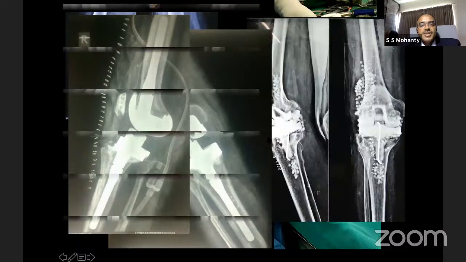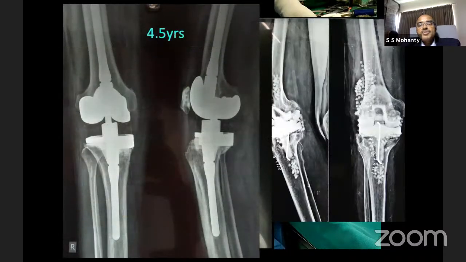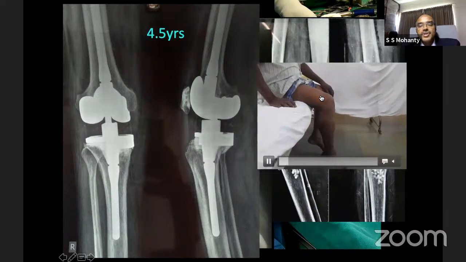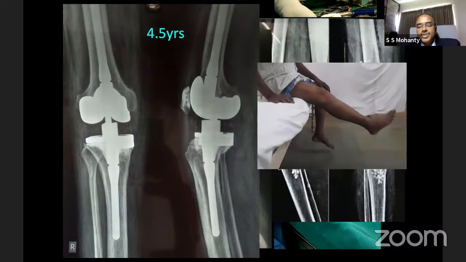And that is the second stage reconstruction. And that is almost 4.5 years follow-up of this patient, with good restoration of function because of the articulating spacer there.